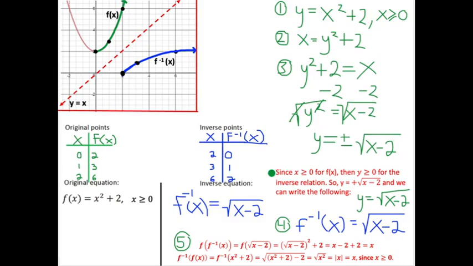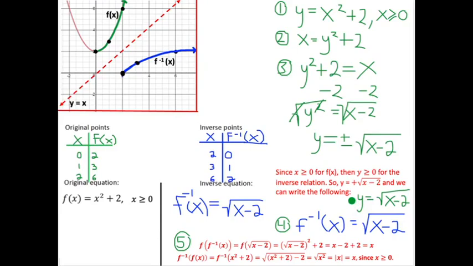Since x is greater than or equal to 0 for f of x, then y is greater than or equal to 0 for the inverse relation, because remember, we have to interchange our x and y values. So y equals the positive square root of x minus 2. So we need to get rid of the negative as one of our possible equations for y. And so then we can write the following: y is equal to the square root of x minus 2.